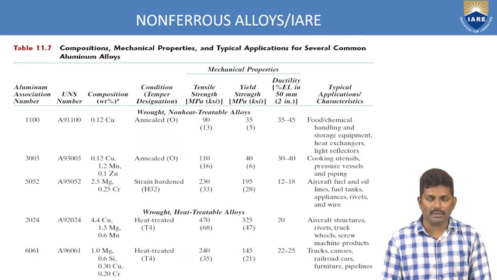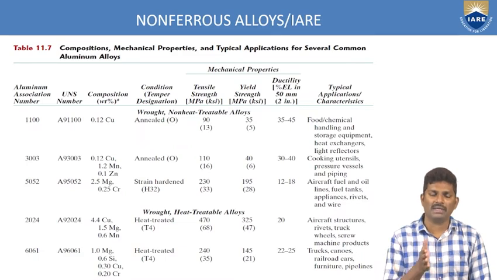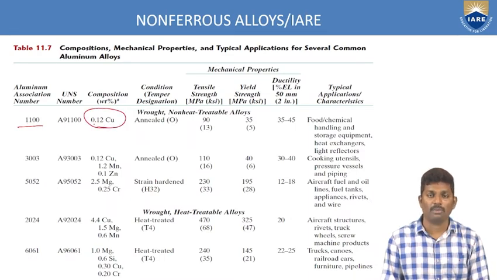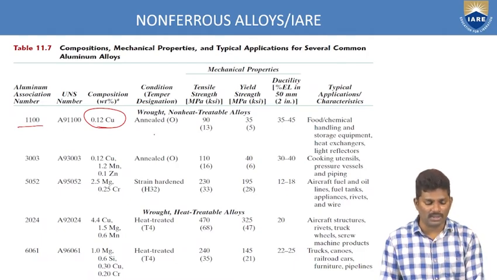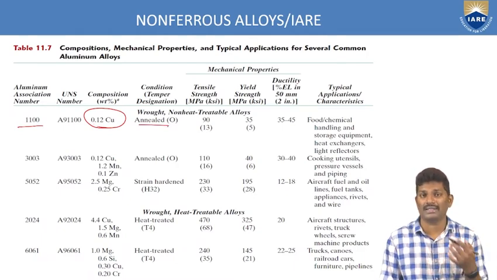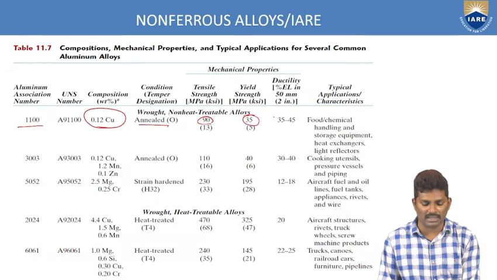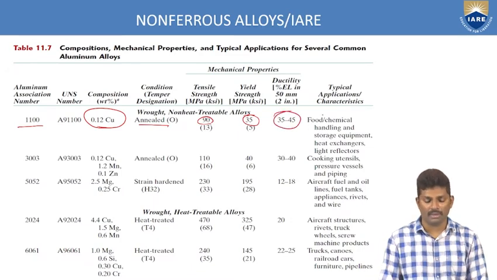And again, each material is subclassified into different categories based upon the grades and the unique number. So you have 1100. For this, what is the composition in weight percentage here? You have 0.12 weight percentage of copper. So what type of process are you doing here? You are doing an annealing process. That means you are doing heat treatment. So what is the tensile strength here? 90 megapascals, and yield strength is 35 megapascals. Ductility ranges from 35 to 45.